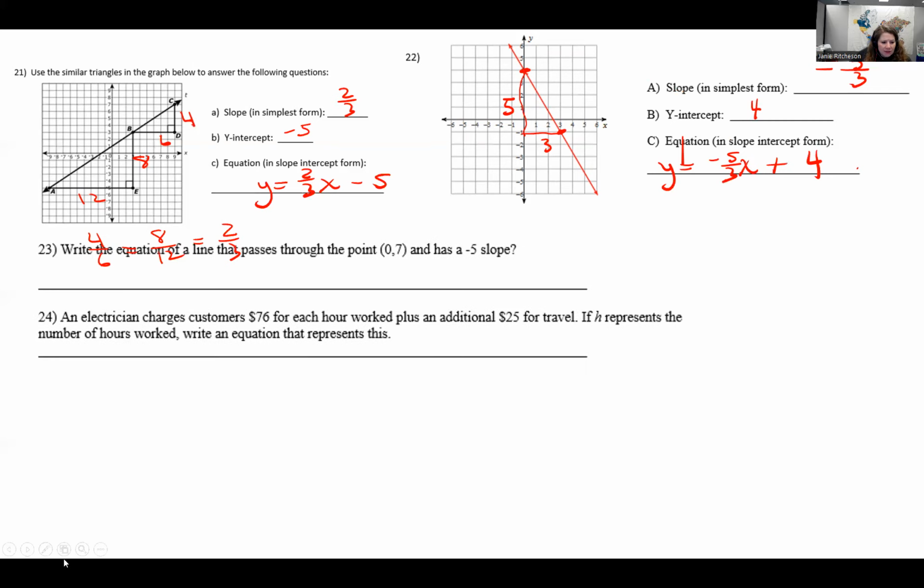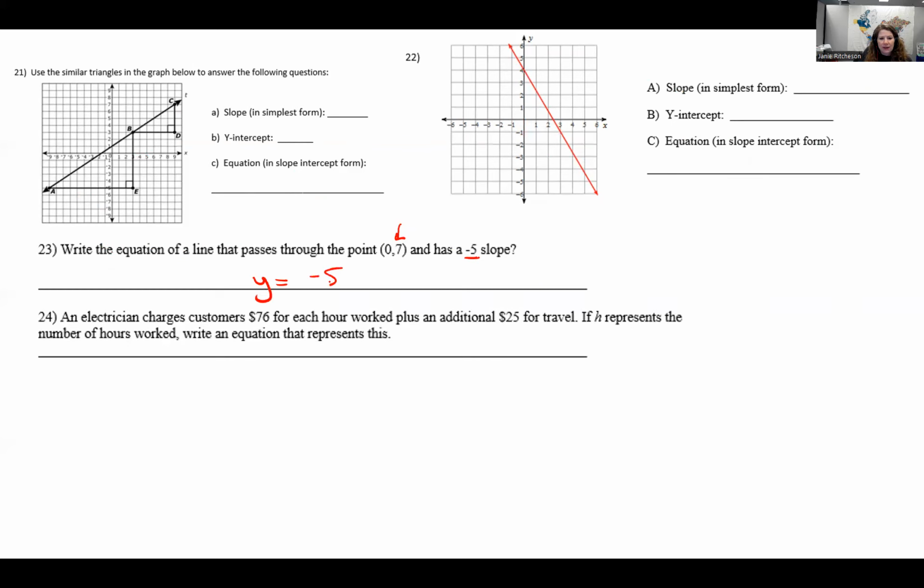Write the equation of the line that passes through the point (0, 7) and has a slope of -5. All right, once again, they give us the y-intercept. So we're going to write -5 times x plus 7.